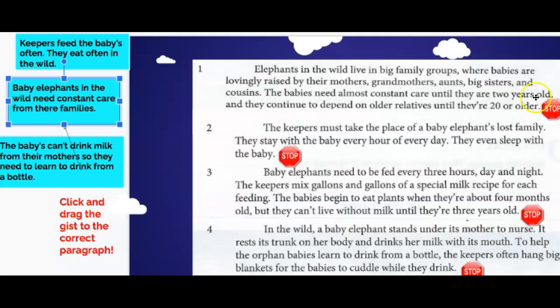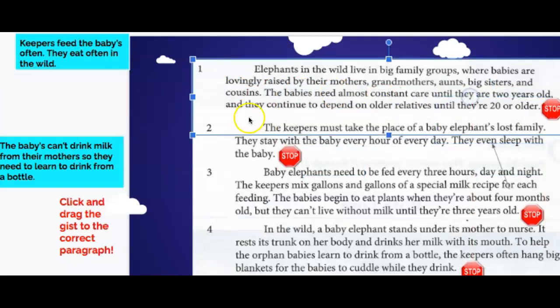The first one says, keepers feed the babies often. They eat often in the wild. That paragraph I just read did not talk about elephants eating, so I know that would not be my best choice. Baby elephants in the wild need constant care from their families. Well, that is a good choice because what we had just said was that elephants need constant care from other elephants in their family for most of their life. So I'm going to drag that over to paragraph 1.